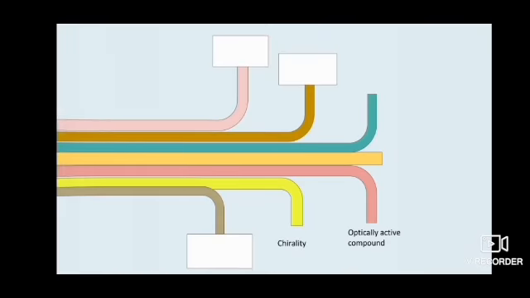Let's move toward the content list. First of all, we have an introduction to the stereoisomers. Then we have types of stereoisomers. There are two types of stereoisomers: first one, optical stereoisomers, and the second one is geometric stereoisomers.